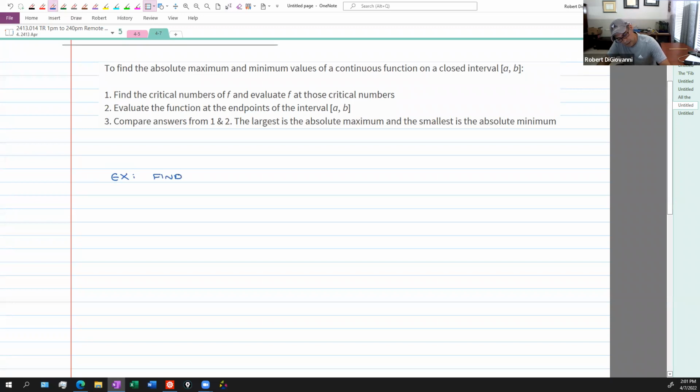Find the absolute max and the absolute min of f of x equals x to the 4th minus 9x squared on the interval [1, 3].